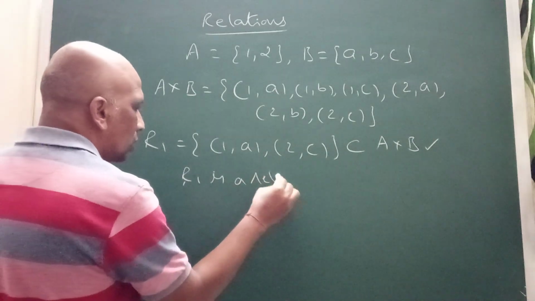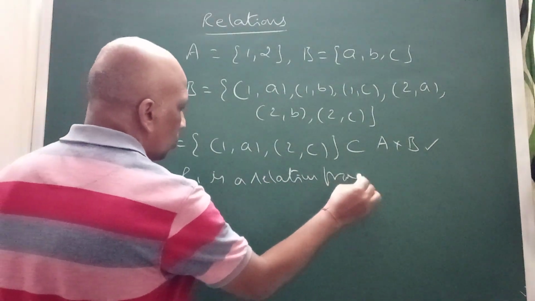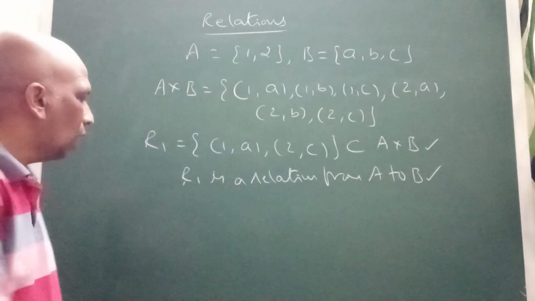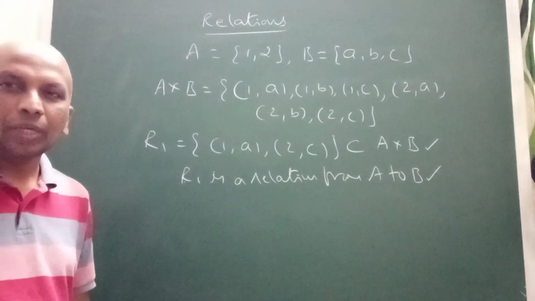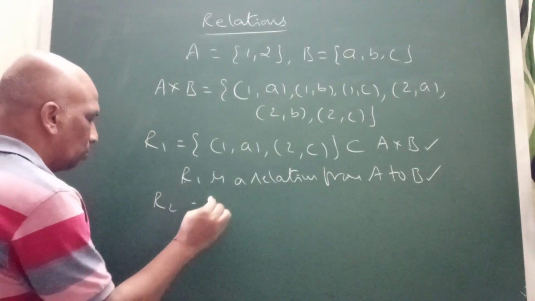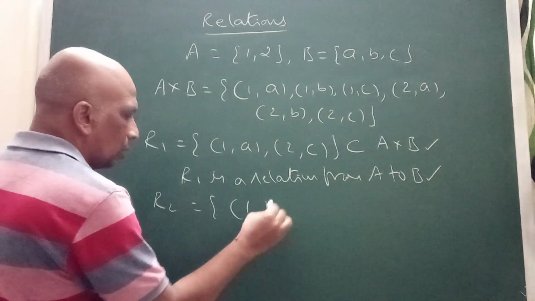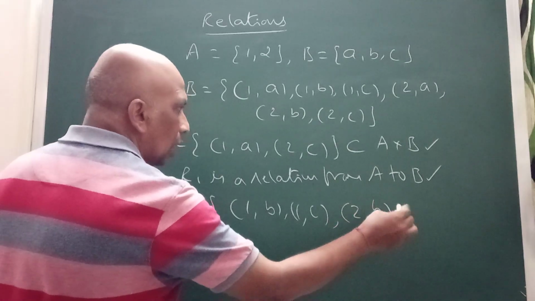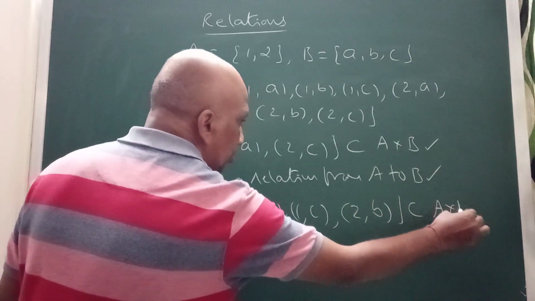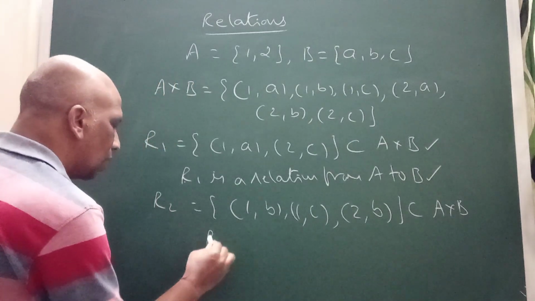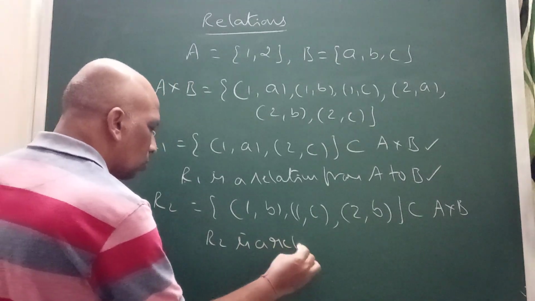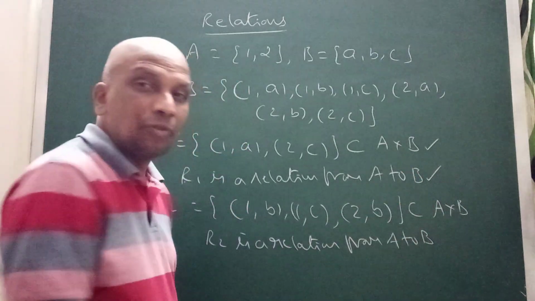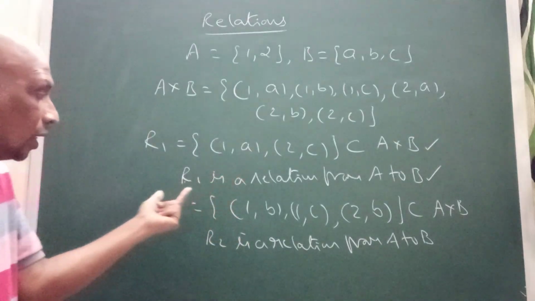R1 is a relation from A to B. I can define it like this. Suppose you take R2. R2 means you write (1,b), (1,c), and (2,b). It is a subset of A cross B. Then I can say R2 is a relation from A to B. Like this I can define relations.